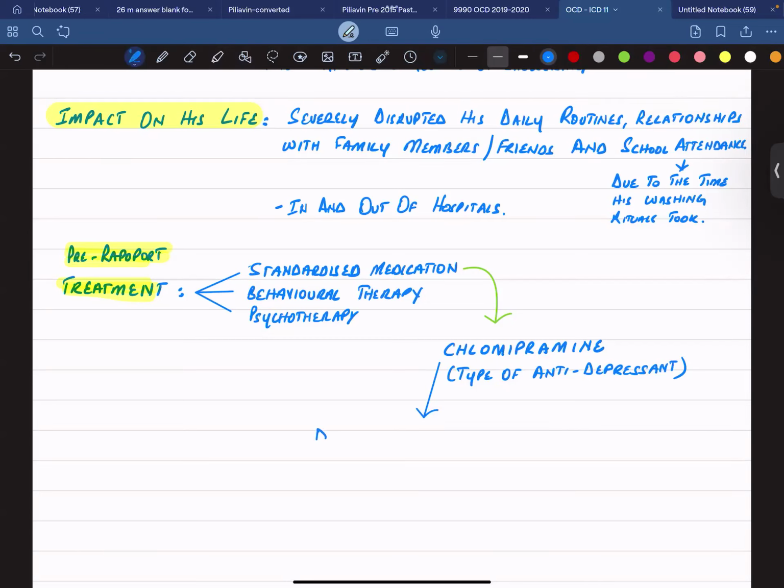So, Charles developed tolerance towards this medicine. Tolerance towards this medicine, in other words, the way this medicine used to work started reducing because probably his body, or Charles himself, had gotten used to it. Charles relapsed and returned to ritualistic washing and dressing all over again.